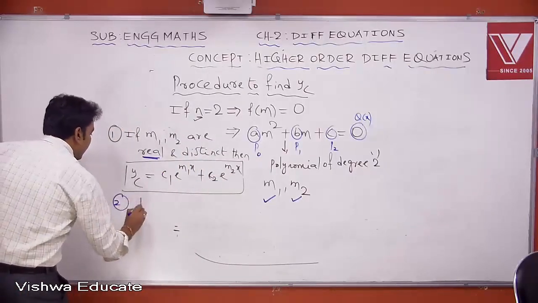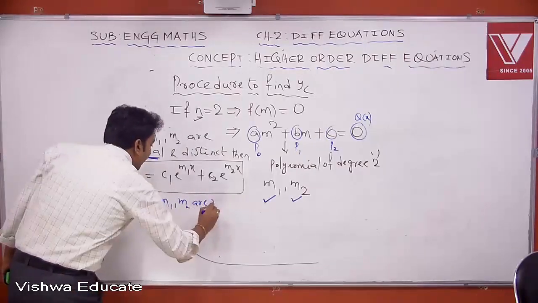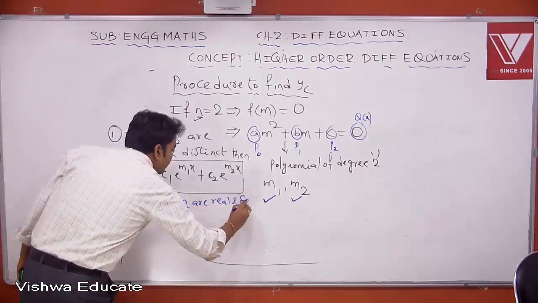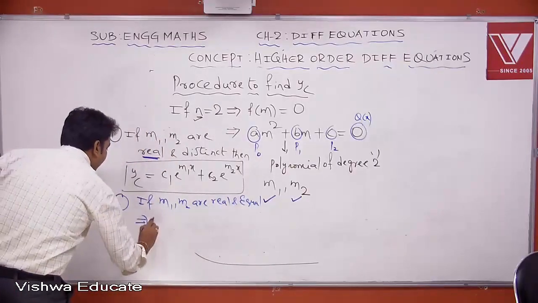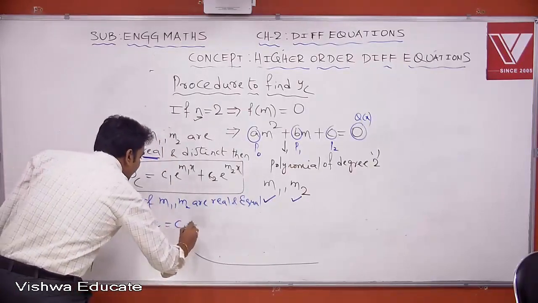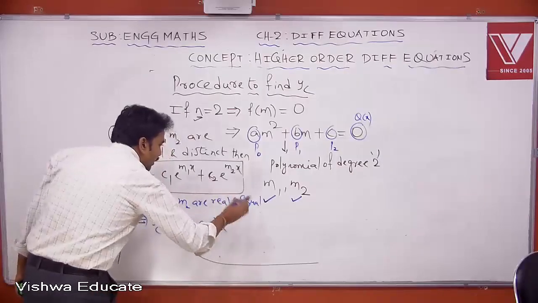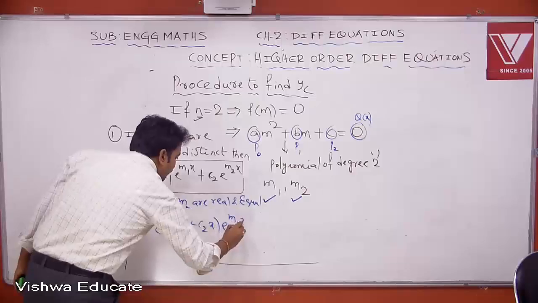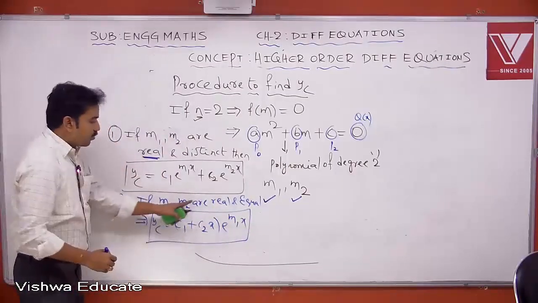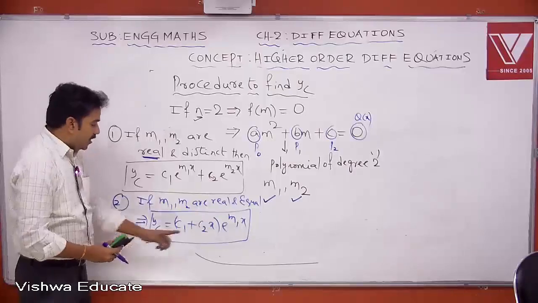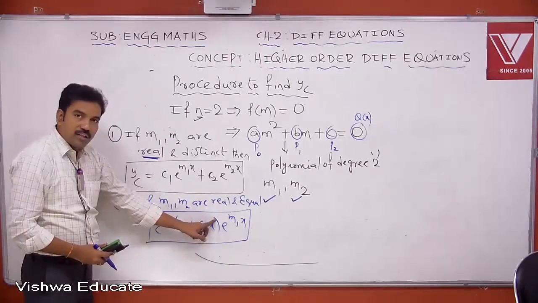Now case 2. Suppose m1, m2 are real and equal. This implies yc equals c1 plus c2x into e power m1x; you can use either m1 or m2 because both are the same. So this is my yc. Both the roots are real and equal, then yc will be like this: c1 plus c2x. Here multiples of x will come.